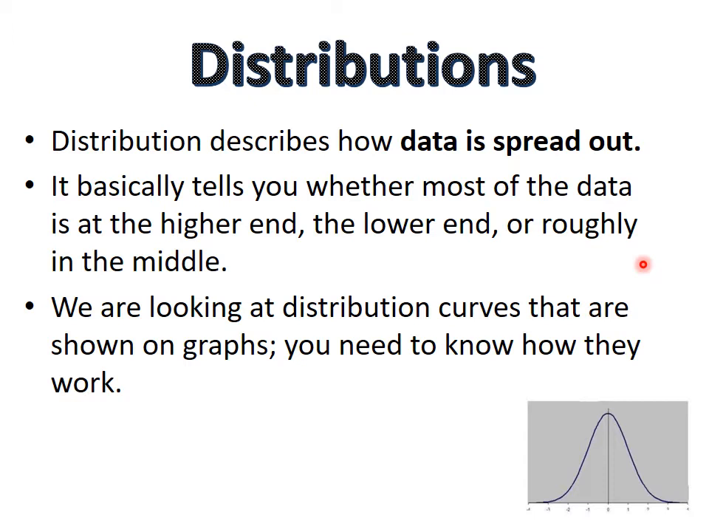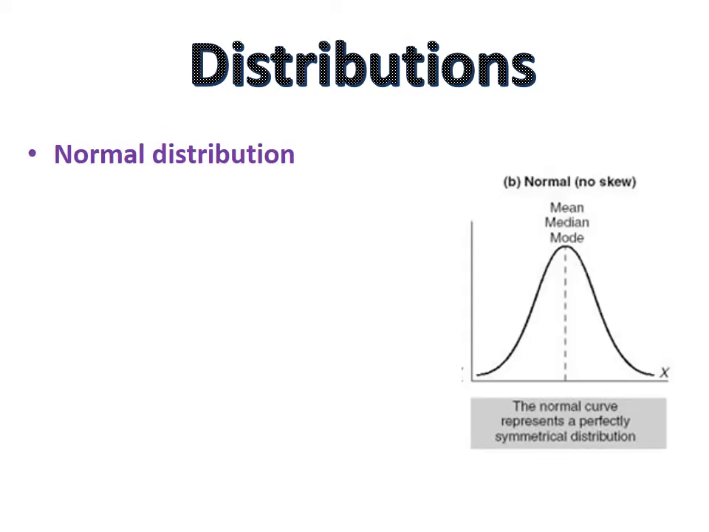So you need to know how these distribution graphs work. So I'm going to show you a few examples, talk about what you might be asked to do in the exam, how you might be asked to either interpret one or to sketch one. Important thing to bear in mind is distributions vary. We tend to put them into three categories: normal, and then two types of skewed distribution. So we'll start with the normal distribution.